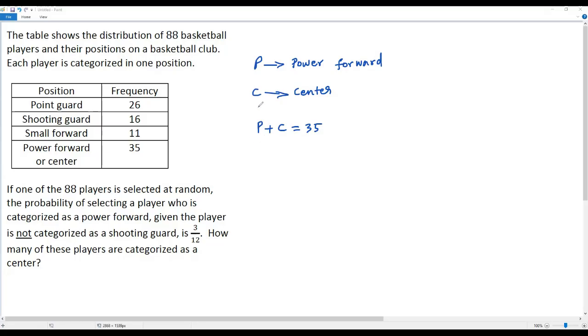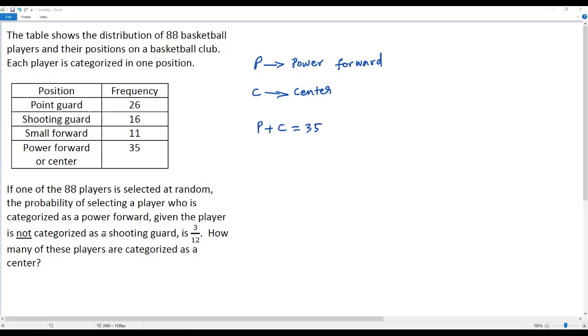That is the number of players who are categorized as a power forward. Then I can plug in the value for P over here and solve for C. Okay, for that, we can consider the other information over here. That is the probability of selecting a player who is categorized as a power forward, given the player is not categorized as a shooting guard, is 3 over 12. Here we have a conditional probability. So we have the probability for selecting a player as a power forward, and also there is a condition that the player should not be categorized as a shooting guard.